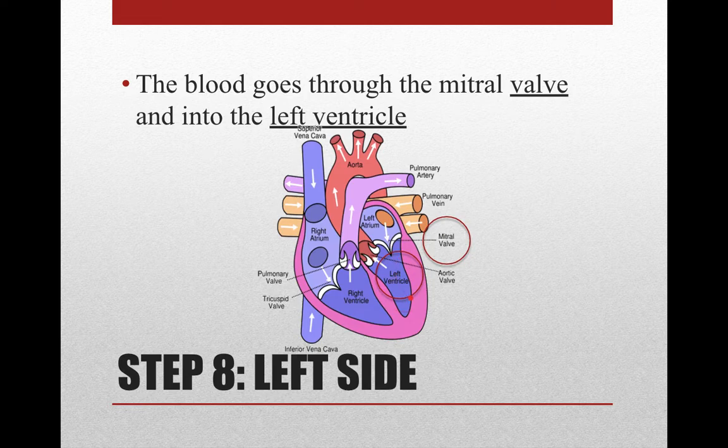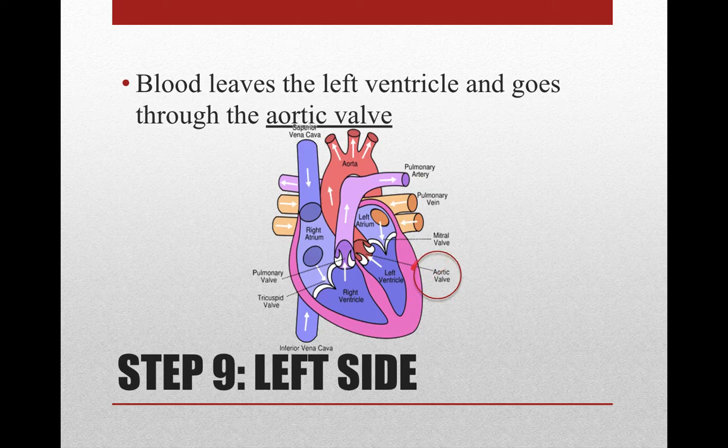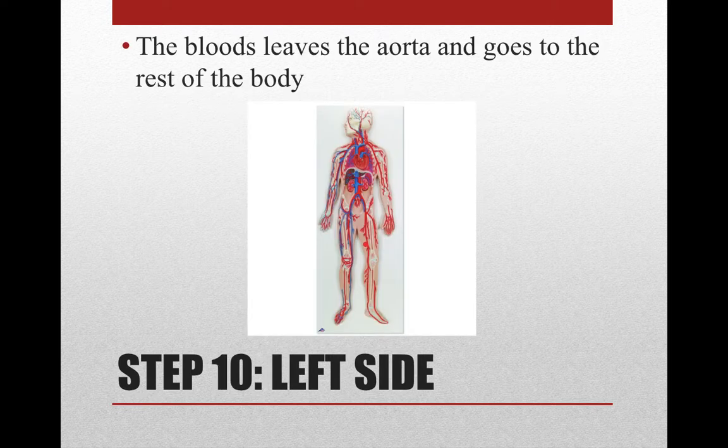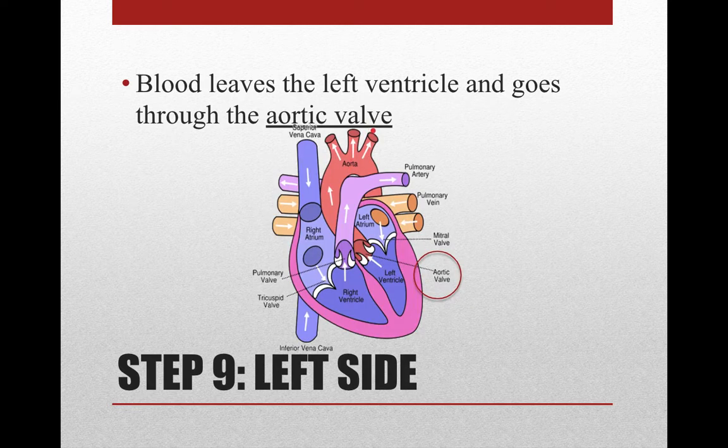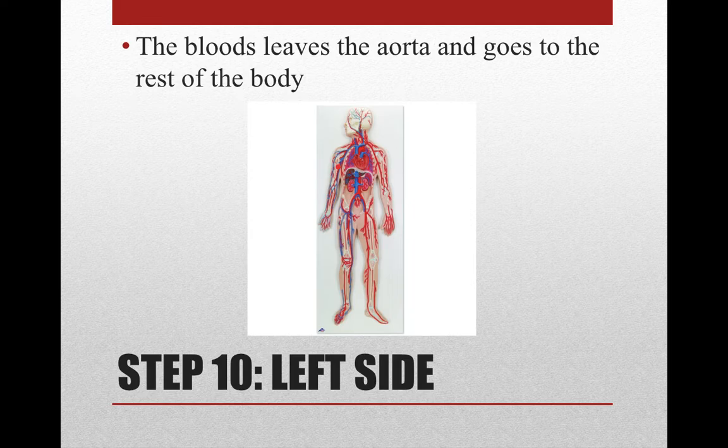From the left ventricle, it's going to go through the aortic valve. So that's right there. The aortic valve is going to push it to the aorta. So this is the aorta right here. Okay. It's going to push it through the aorta and it's going to go to the rest of the body.